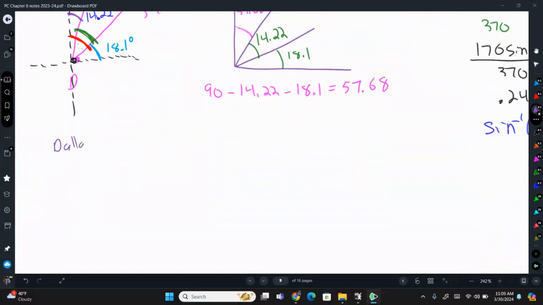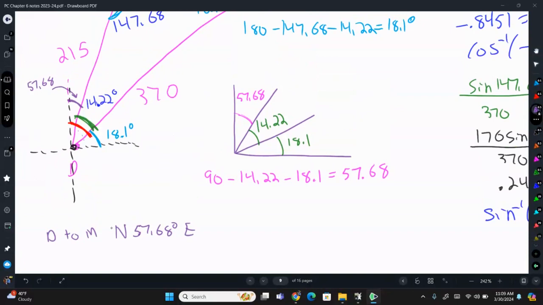So Dallas, let's just abbreviate it. D to M is going to be north 57.68 degrees east. Because from north, straight up and down, we went east 57.68 degrees.